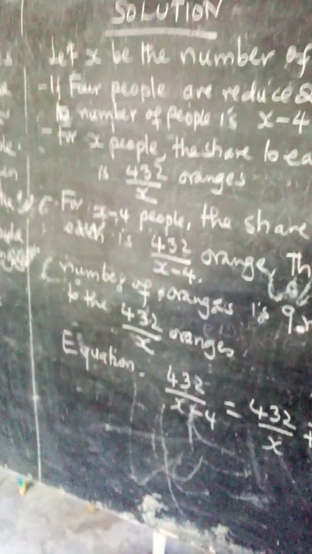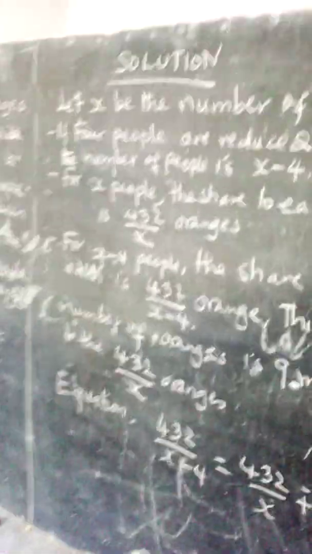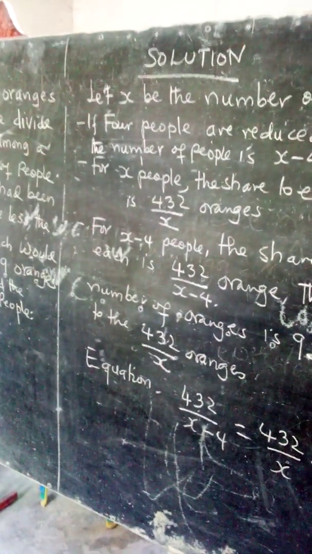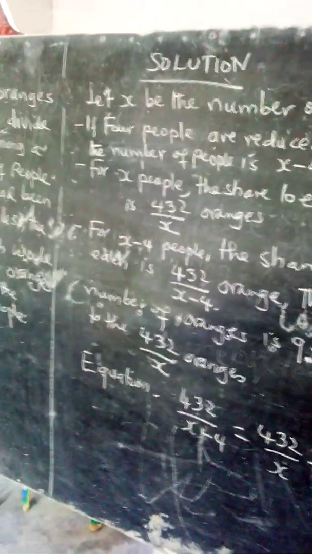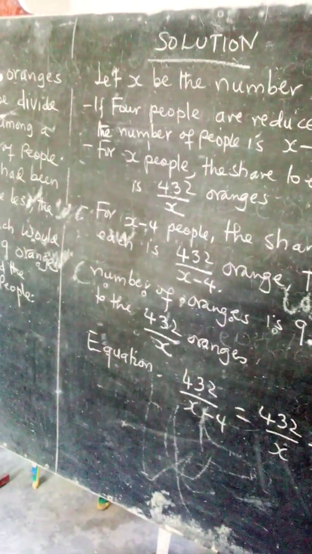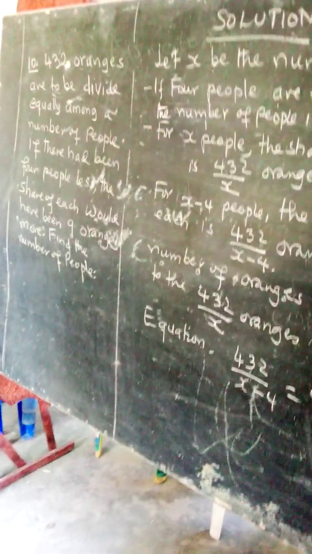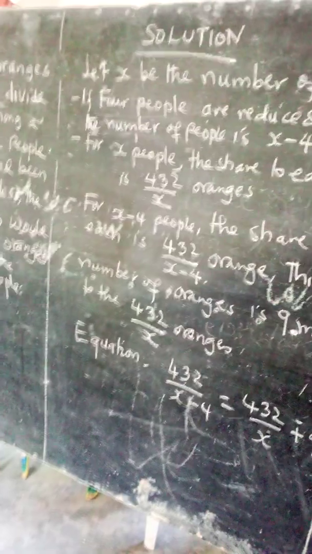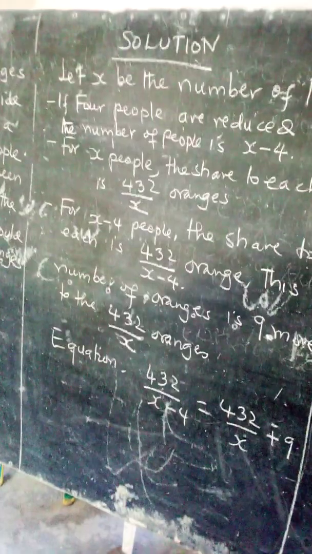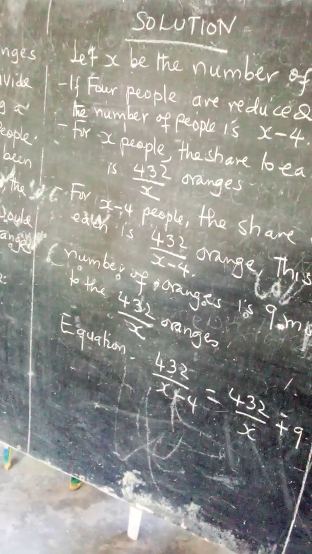Now, the part of the solution: let x be the number of people. Now, if 4 people are reduced from the number which was present, it means the number of people will be x minus 4. Then if you want to know the share of each, how much each will get, for x people, each one will get 432 divided by x oranges.